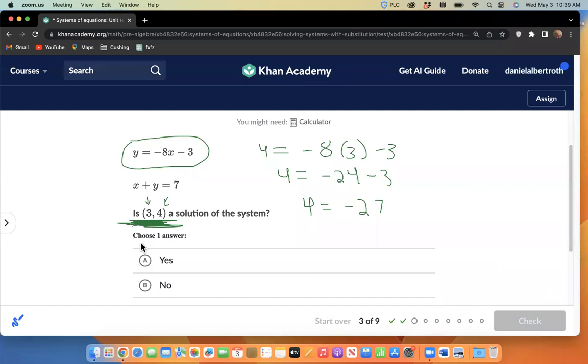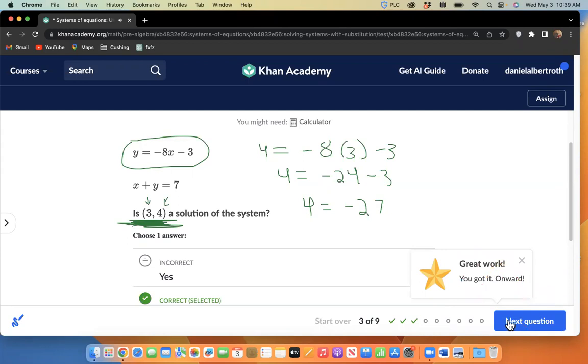So that means it doesn't work for the system. So this one's not going to work. You only need to check one. If it doesn't work, then the answer is no. If it does work, you've got to check the other.